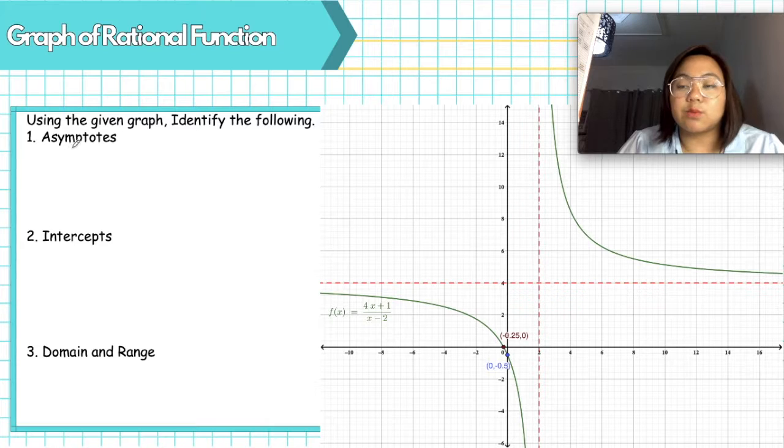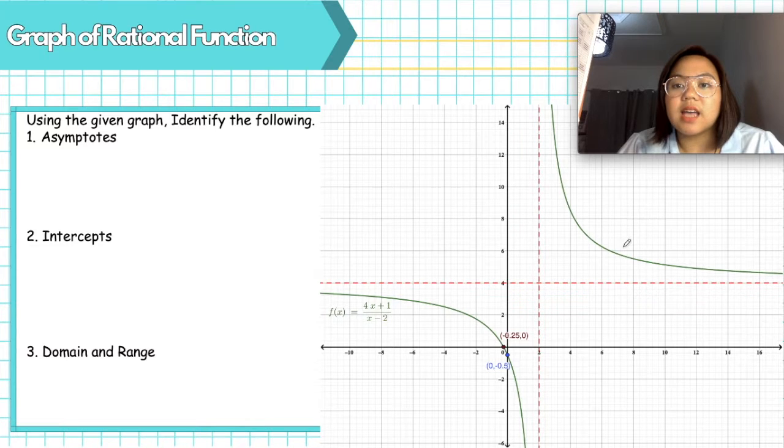Number 1, asymptotes. So when we say asymptotes, again, it is the part of the graph that the graph gets close to but does not touch or does not intersect. Okay, so the asymptotes of this graph are these broken lines. So this is the horizontal asymptote, and this one is the vertical asymptote. So what we have to do is just to write the equation of those two lines.